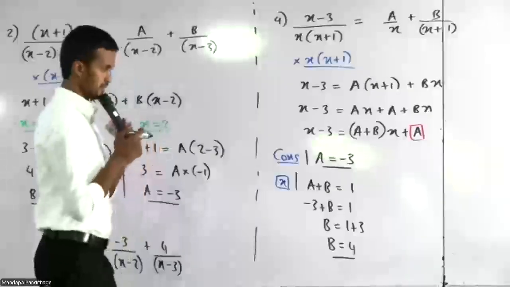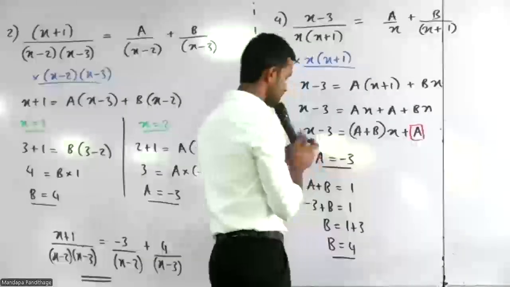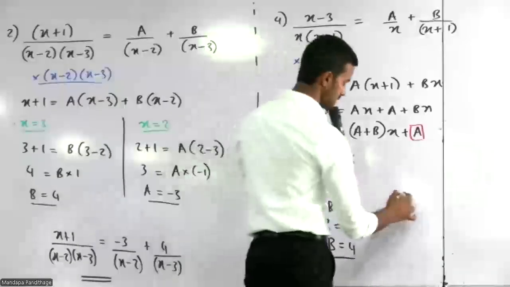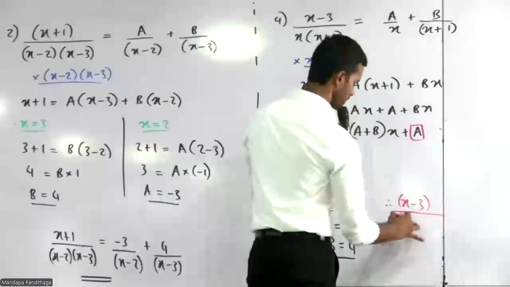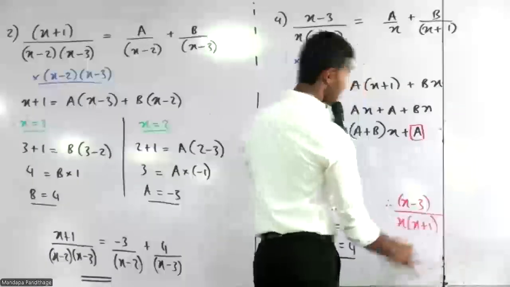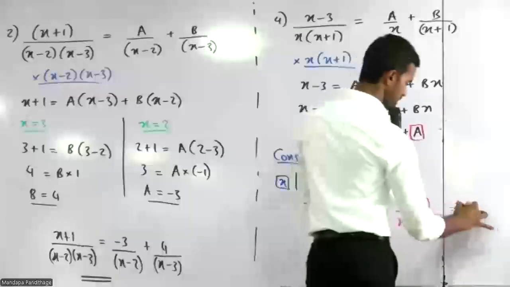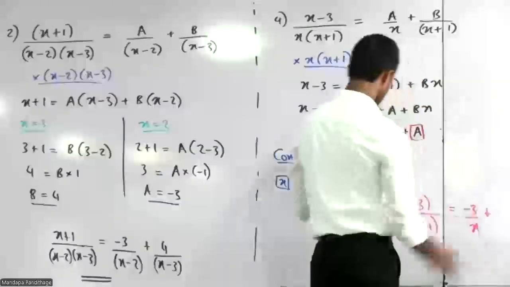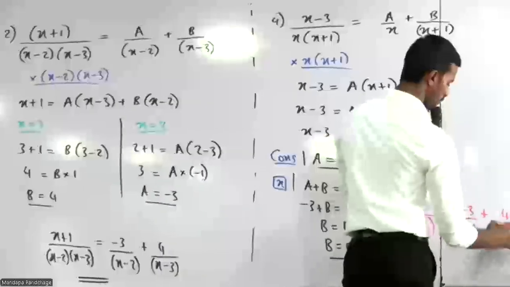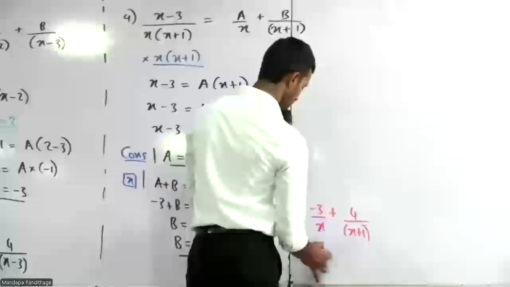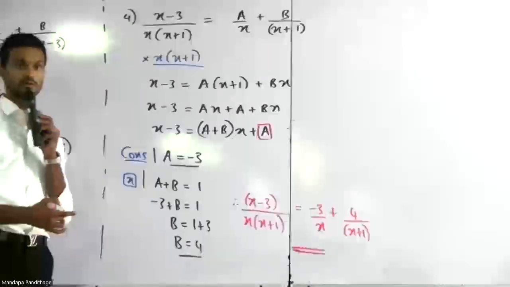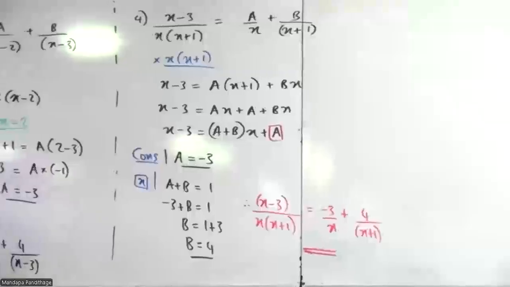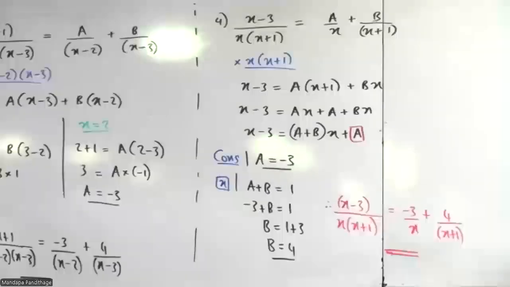Okay, so what is the final answer? The partial fraction x minus 3 over x into x plus 1 is equal to, what is a? A is minus 3 over x, plus b. What is b? It's 4 over x plus 1. Clear? Okay, hands up who got question number 2 and question number 4. These two answers correctly got in. Okay, good. After this, do question number 5 and then 7.